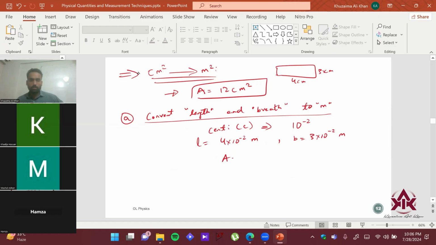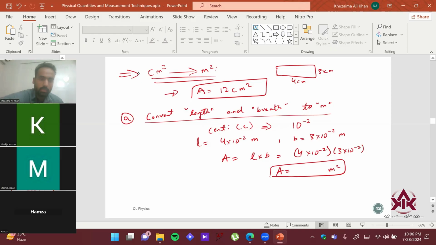You can find the equivalent area by just doing length into breadth. That is going to be the following. It is 4 exponent minus 2 into 3 exponent minus 2. Right? And your area comes out to be something in meters square. So always keep your pencil, calculator, and copy with you, right? So it's 4 exponent minus 2 times 3 exponent minus 2. This is going to give you 1.2 into 10 to the power minus 3 meters square, right? This is method 1. You can convert the answer to meter square using this.